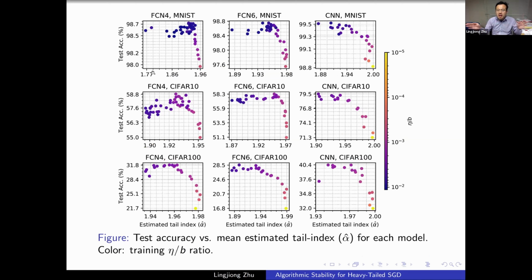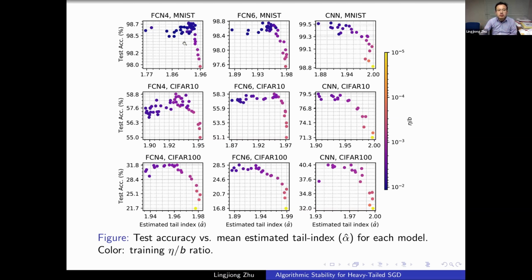The x-axis here is the tail index. We estimate the tail index alpha hat for each model, using different training ratios of eta over b. Because as you saw in Mert's talk yesterday, a different choice of eta over b can lead to different heavy-tailedness. Essentially, if you choose a larger value of eta over b, you get a heavier tail. So alpha hat, the estimated tail index, is the x-axis. The smaller alpha hat is, the heavier the tail.